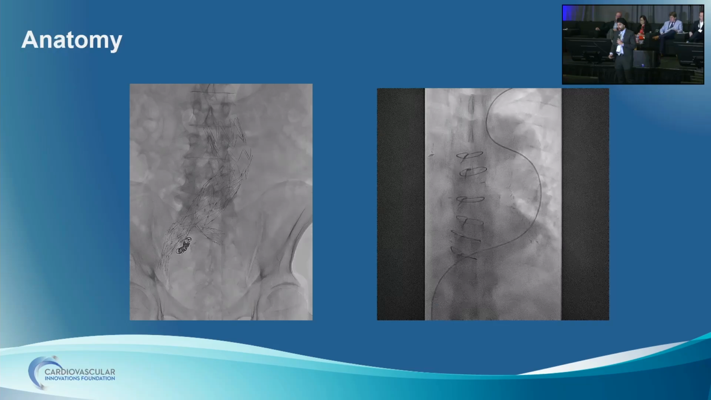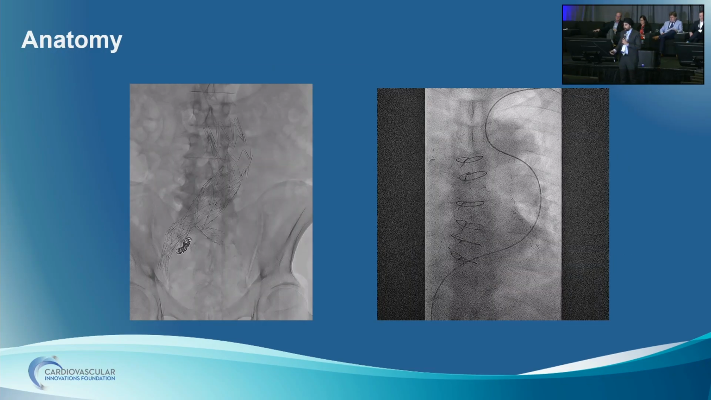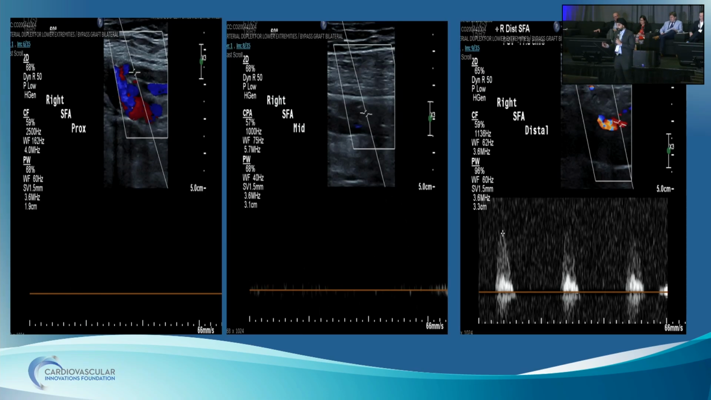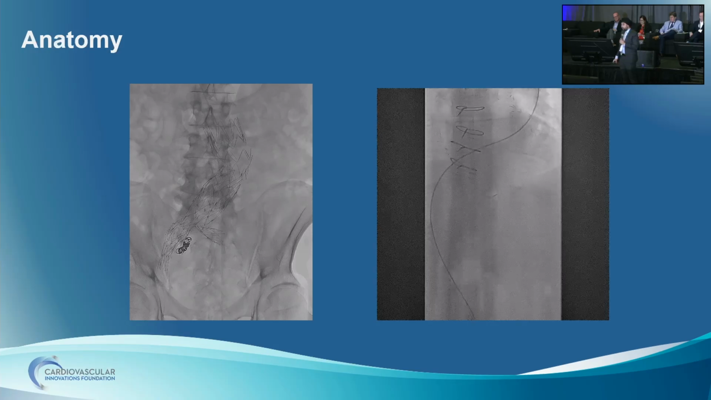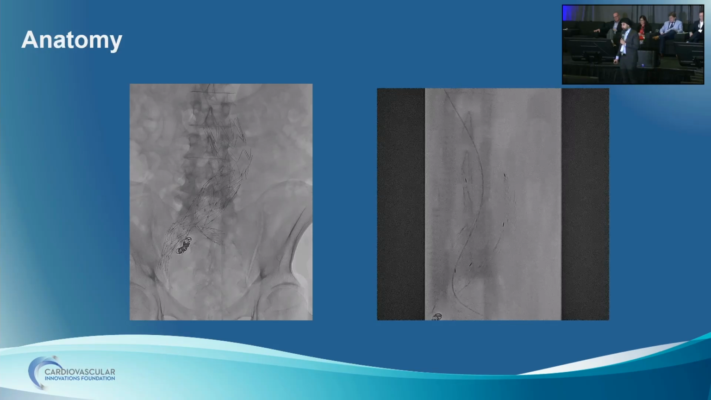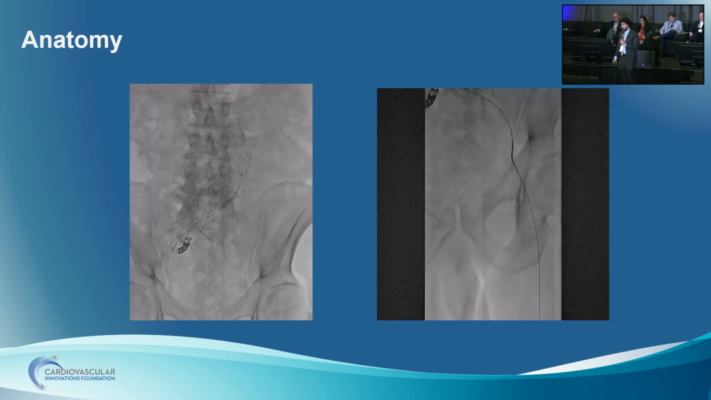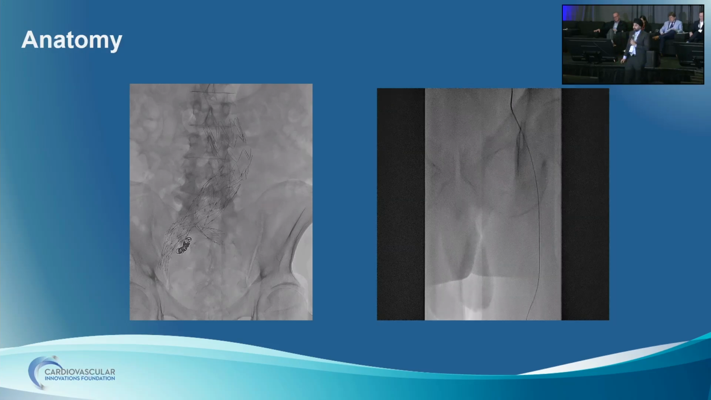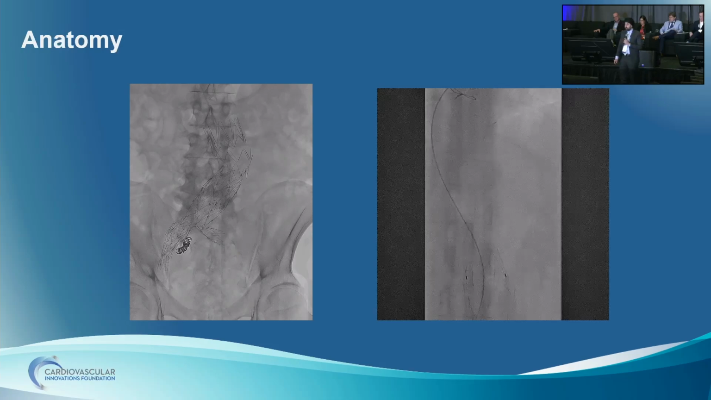And here's his anatomy. I'm going to go back just for a second. You can see here that it is heavily tortuous, and this was at the time of his left side intervention. So you can see quite a lot of tortuosity, and everybody looks at that picture and starts groaning. And you understand why the up and over approach may not be ideal in this kind of a patient.